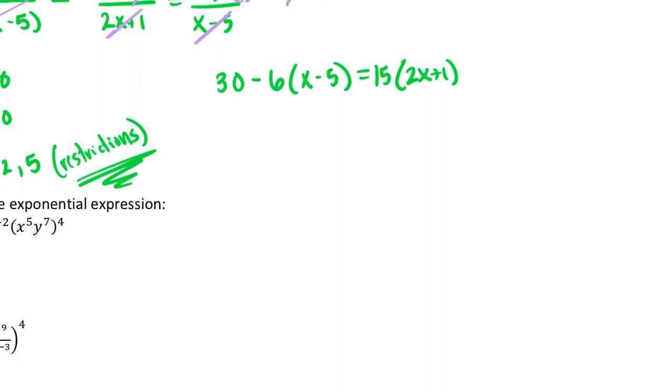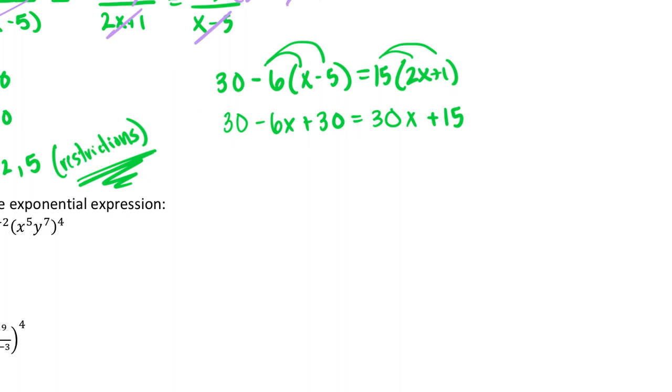And then now we just have a nice linear equation to solve for. The biggest mistake here is not distributing that negative through, so I'm going to make sure I distribute negative 6 through the entire parentheses. And I need to distribute the 15 through the entire parentheses. See, 30 plus 30 is 60 minus 6x equals 30x plus 15.